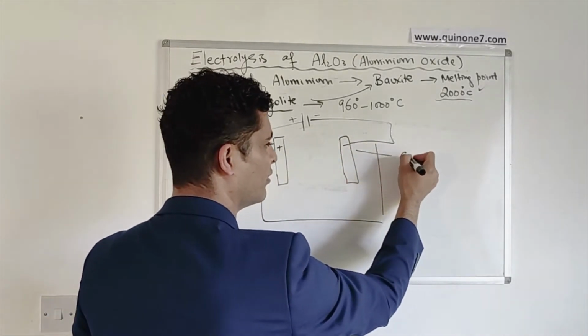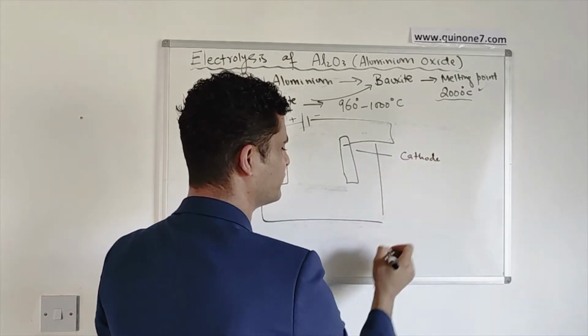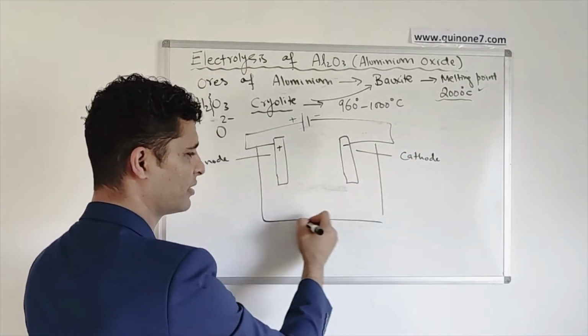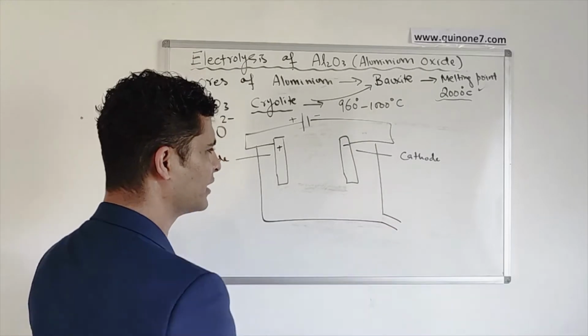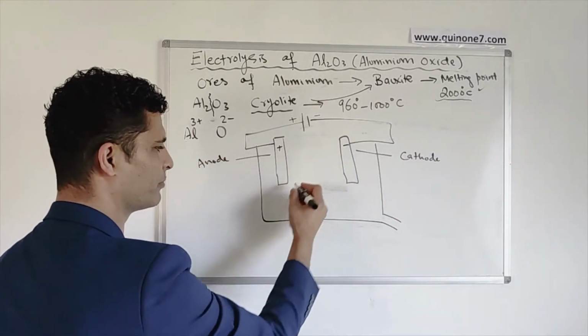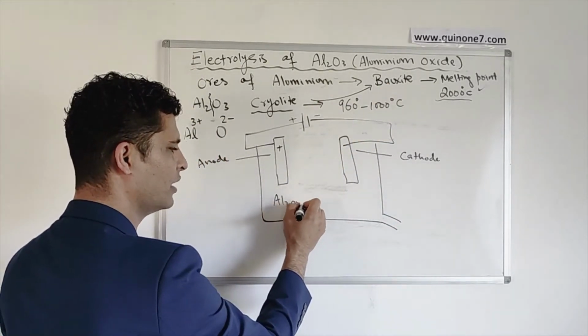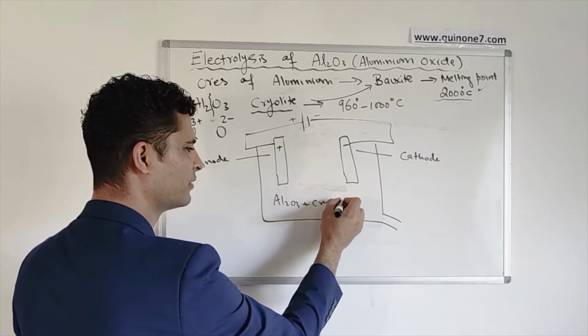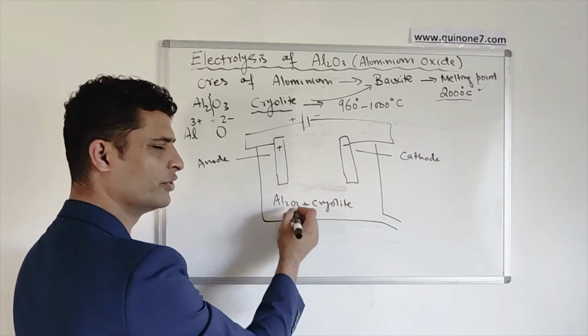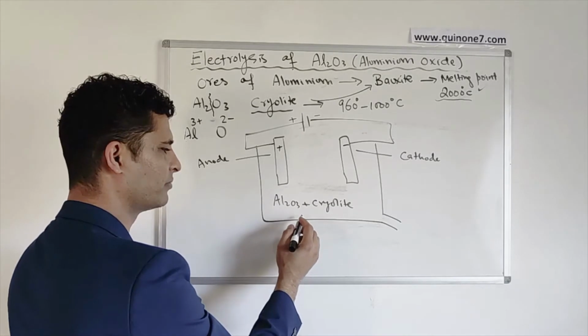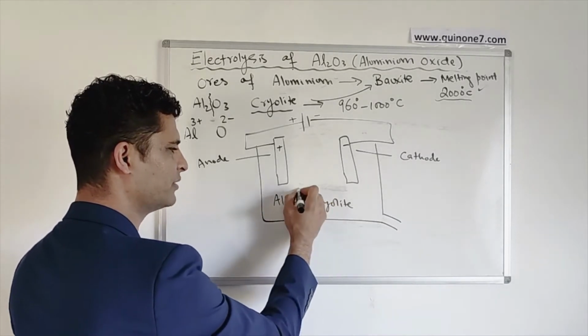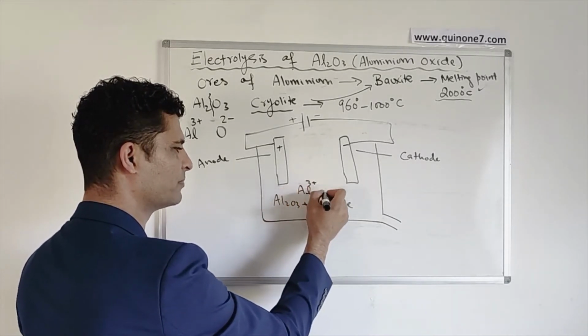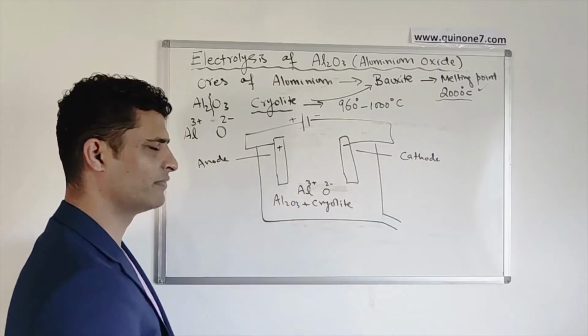And you have a cathode there as well. You have a steel plate there, which we use. That's the outlet. So you have put aluminium oxide, Al2O3, and you have put cryolite, and that is going to reduce the melting point. Once you melt it, you will be producing Al3+ and O2- ions.